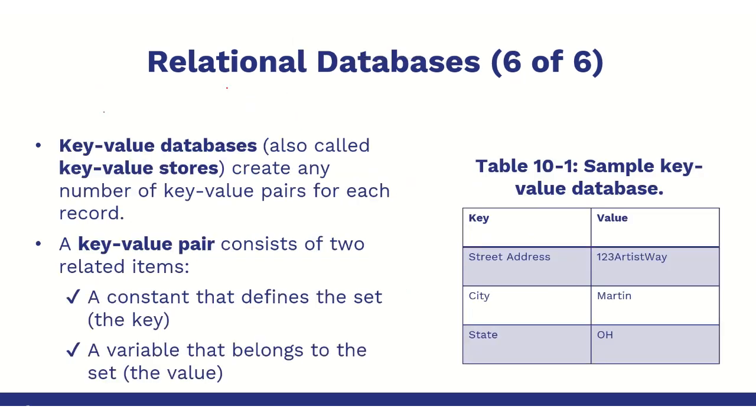Now, with the non-relational databases, you can have key value databases, also called key value stores. They create any number of key value pairs in each record. A key value pair consists of two related items, one constant that defines the set, the key basically. You see the street address, and then you have the value. On the table on the right hand side, you have the street address as the key and the corresponding value is this one. You have the city, the corresponding value is that one. You have the state, the corresponding value is that one. So you can have key value databases as well.